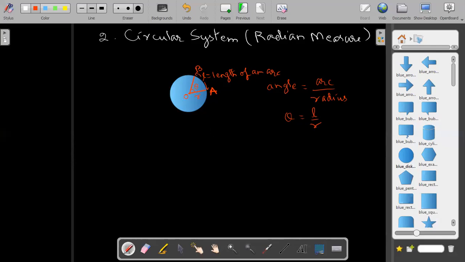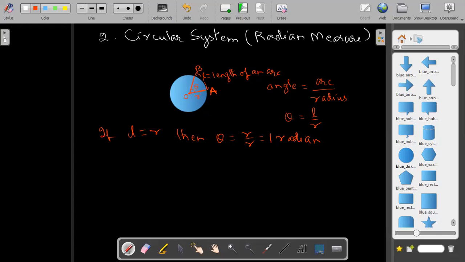A circle of radius R having an arc length of L, if, suppose, L is equal to R, means length of the arc will become equal to radius, then what will be the value of theta? Theta will be R upon R, that is equal to 1 radian. This is the definition of radian. If radius is equal to length of the arc, then the angle is called 1 radian.